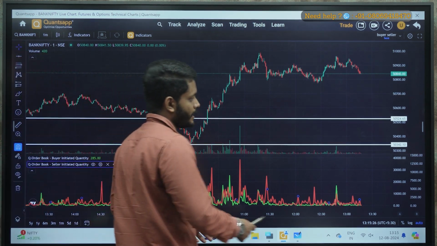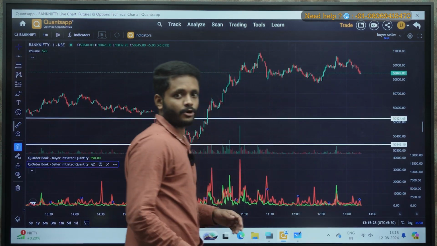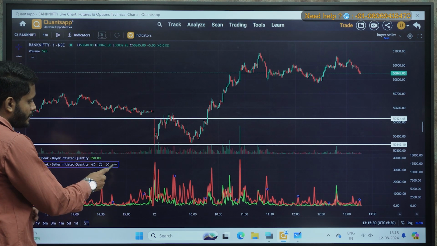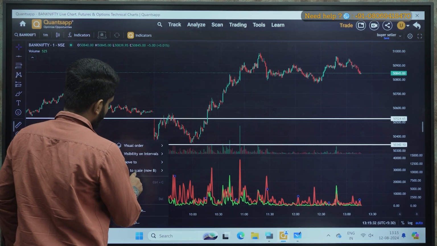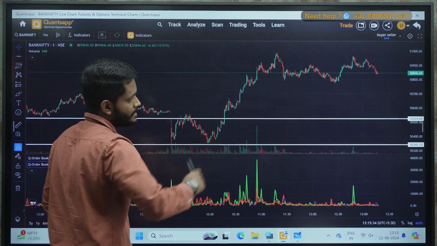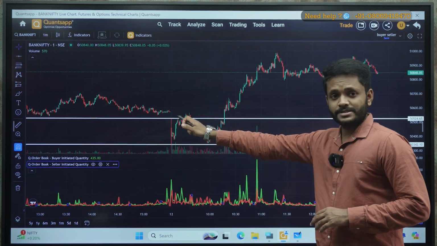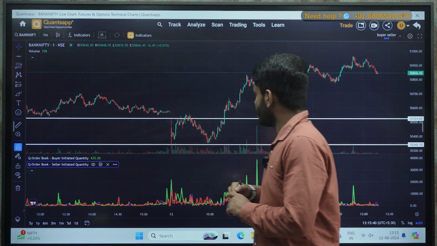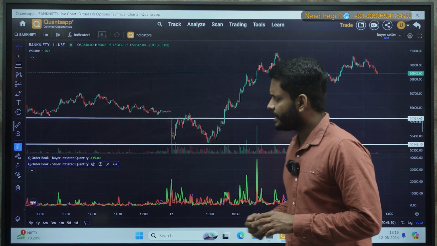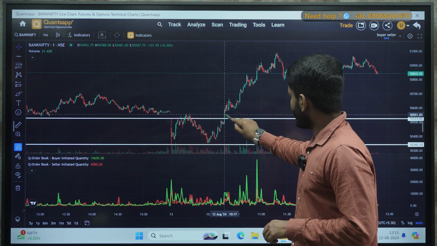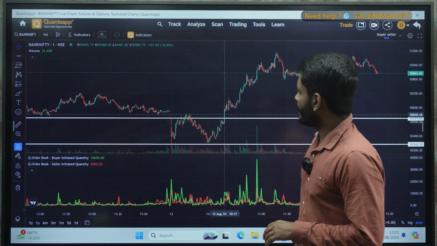Now if you see on the right hand side, the scales are not yet merged, correct? So click on these three dots and pin to scale A. Now the scales are merged and the system is ready, correct? This was the day high for me, and this was the opening candle's high and opening candle's low. As we saw, at 10:17 I found a breakout, correct?